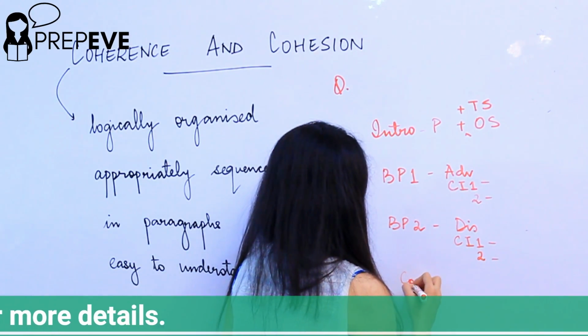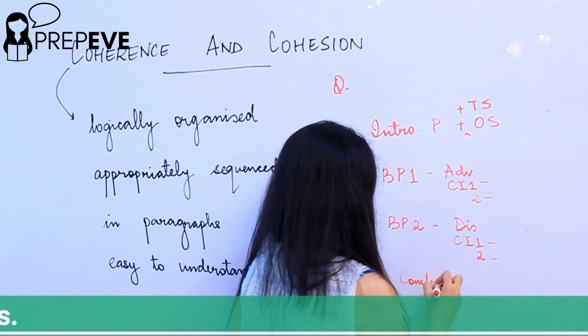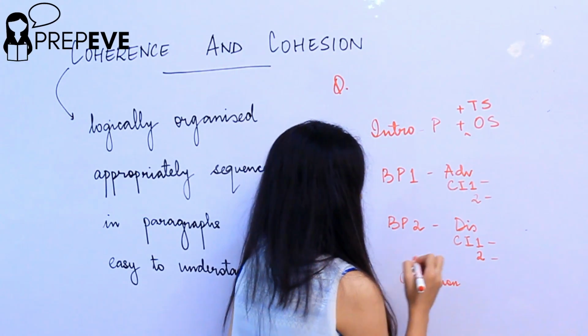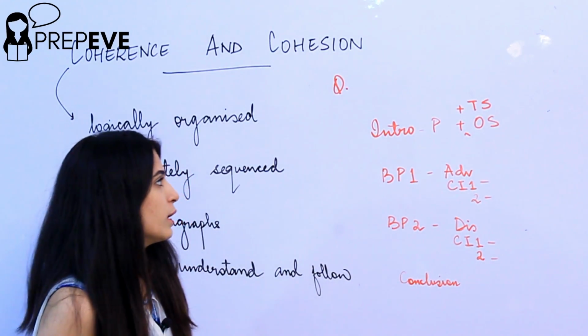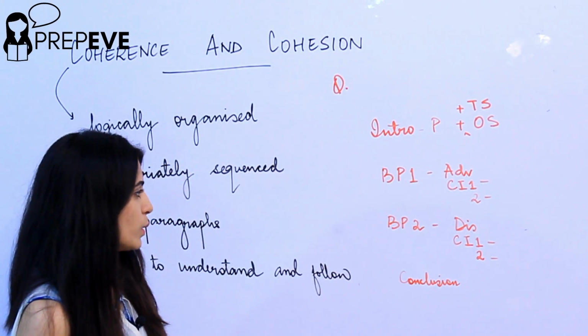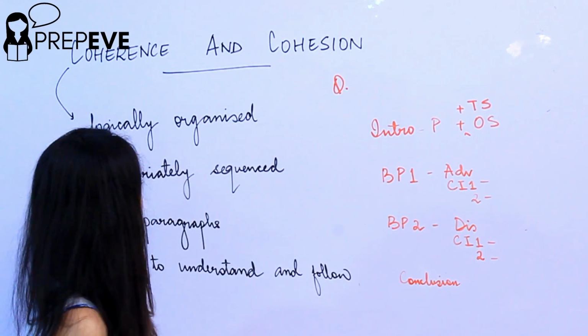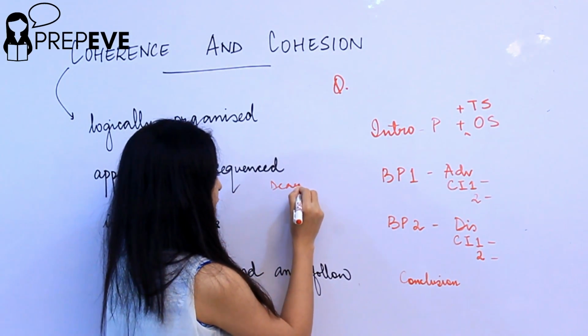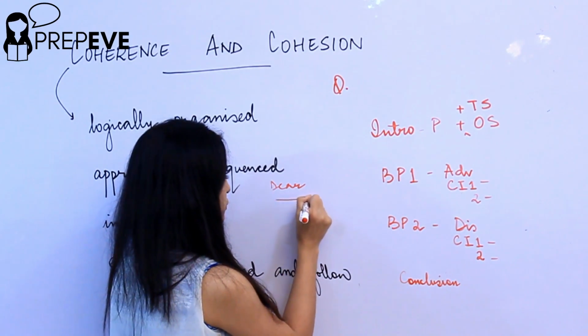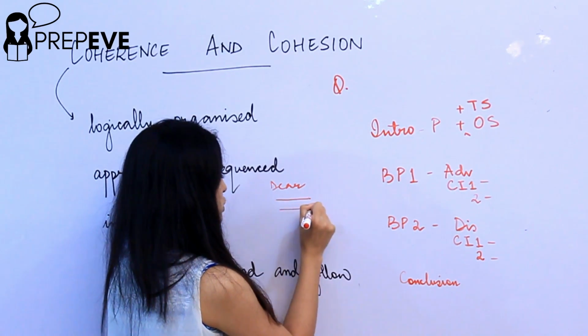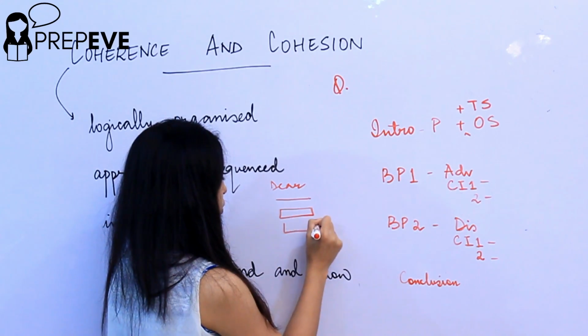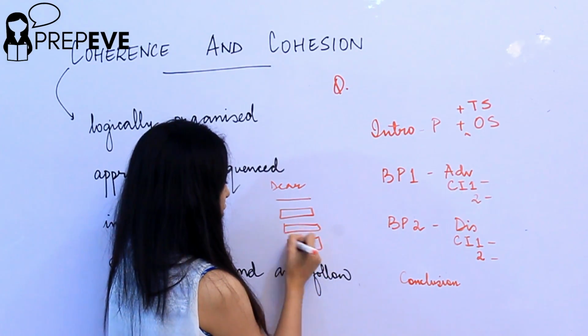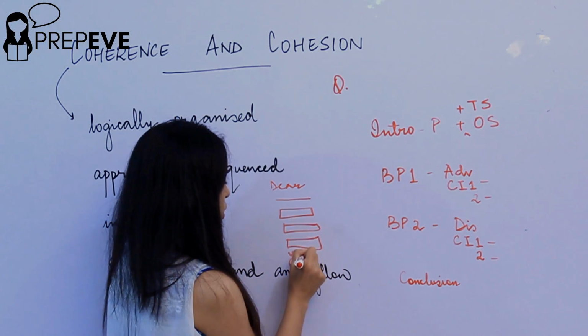Ultimately, we write the conclusion and we end our essay. This is in case of an essay. However, in case of a letter, we begin with "Dear", then it is followed by the reason for writing the letter, first bullet point, second bullet point, and third bullet point. Then you end it with "Yours faithfully".